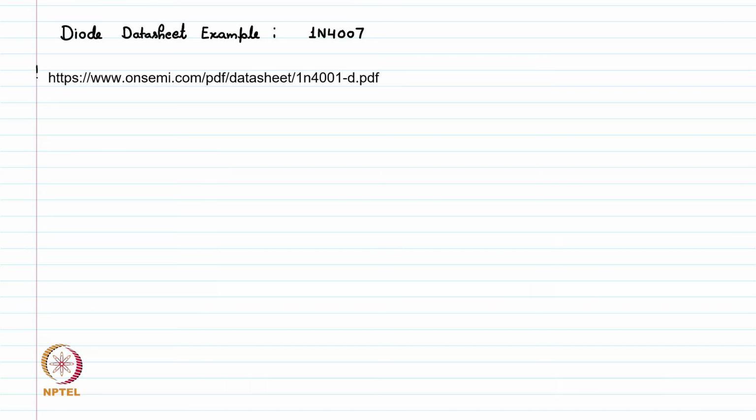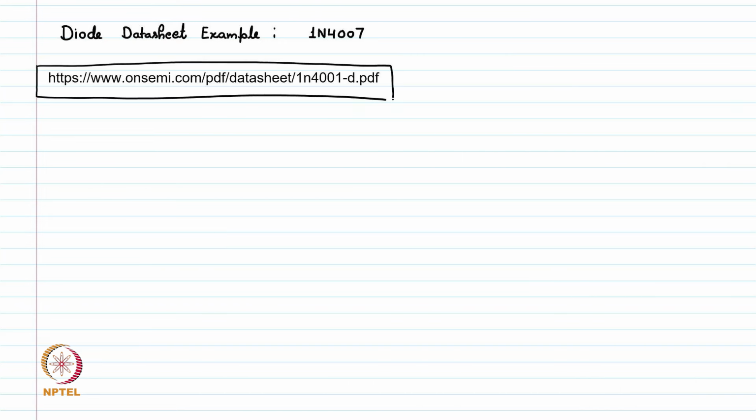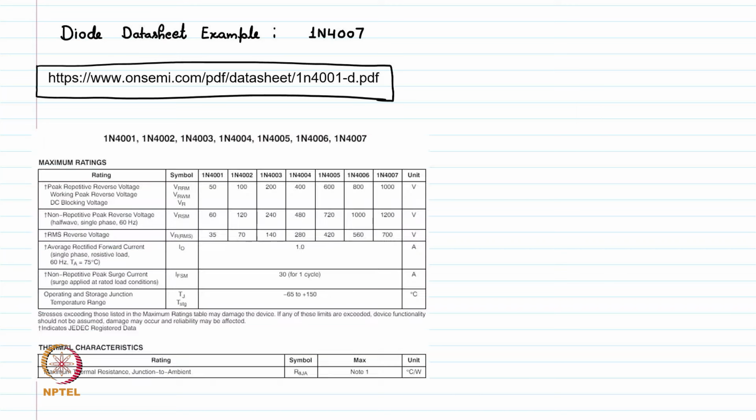So, this is the link for this particular diode. Similarly, you can find other components using any search engine such as Google. You type the component name and you can find the website URL of the manufacturer. You can download the data sheet. When you open this data sheet, this is how it looks.